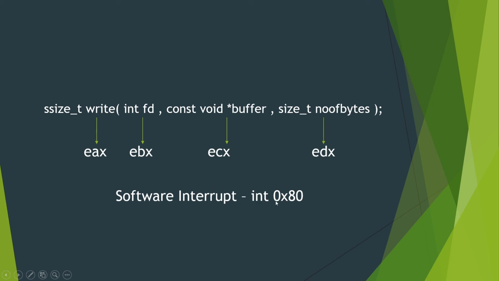Then we need to call interrupt 80, which is the software interrupt, and it will invoke the system call handler. This handler will check the value in the EAX, which is 4 in our case, and execute the respective system call, which is write. It will take EBX, ECX, and EDX as the arguments and perform the system call with them. If there are more arguments, we store them in ESI and EDI.